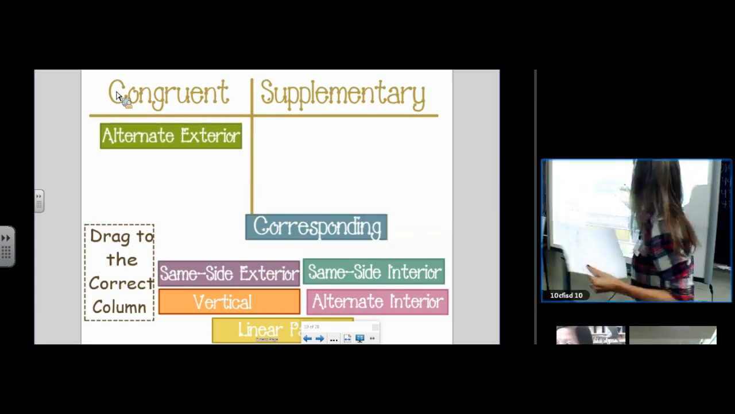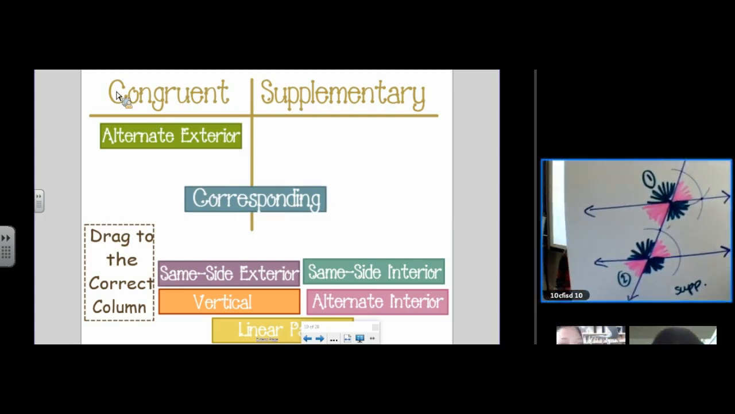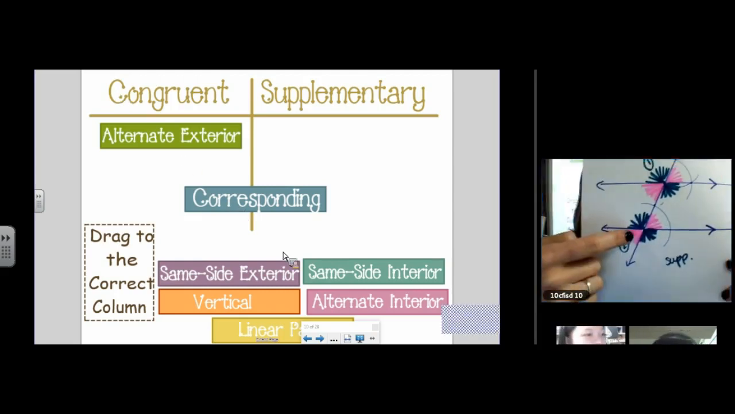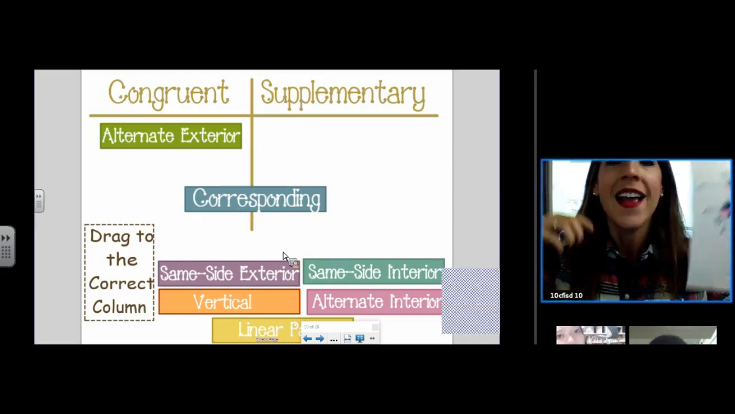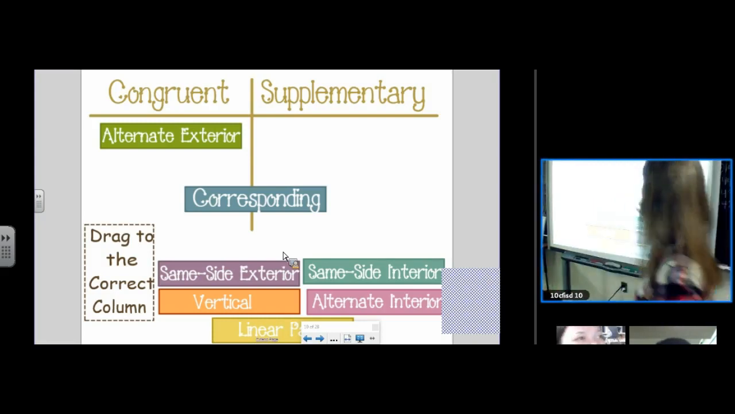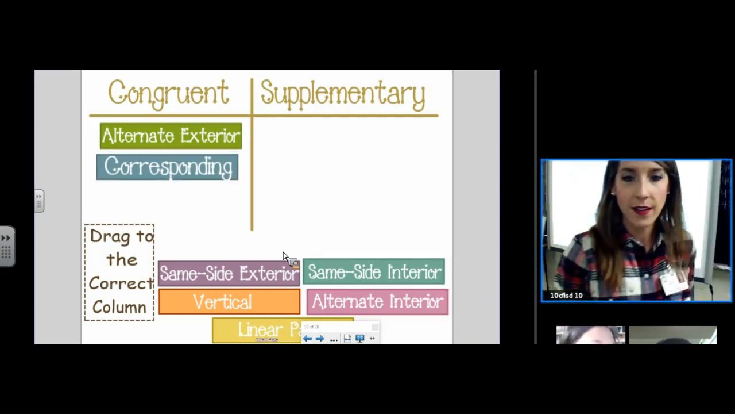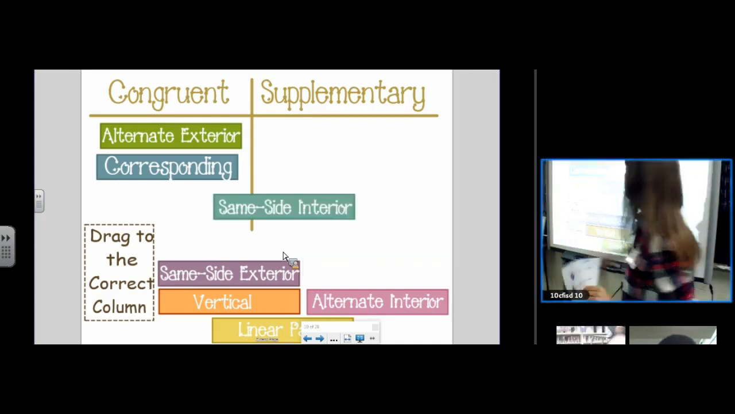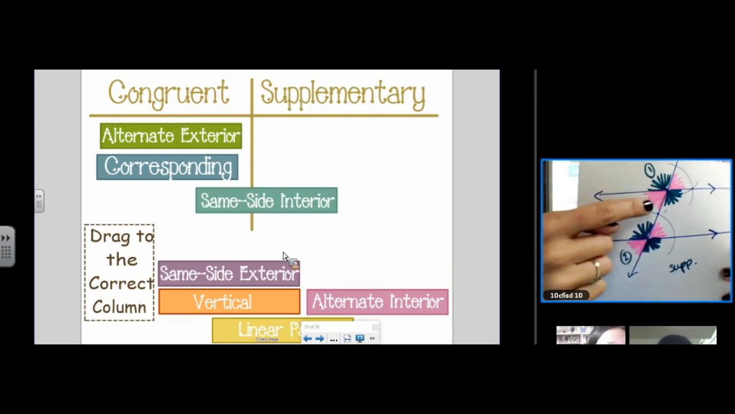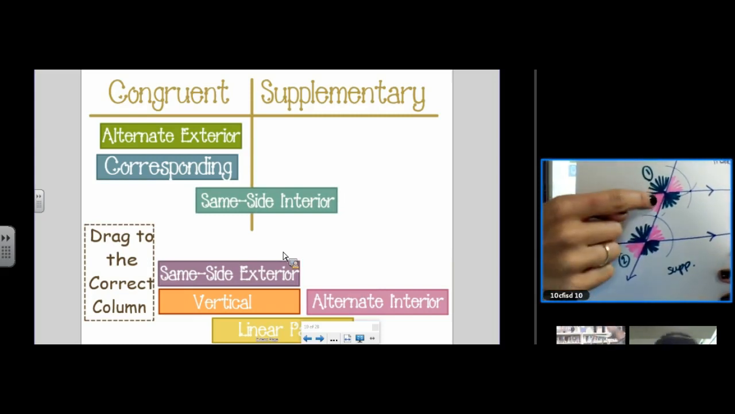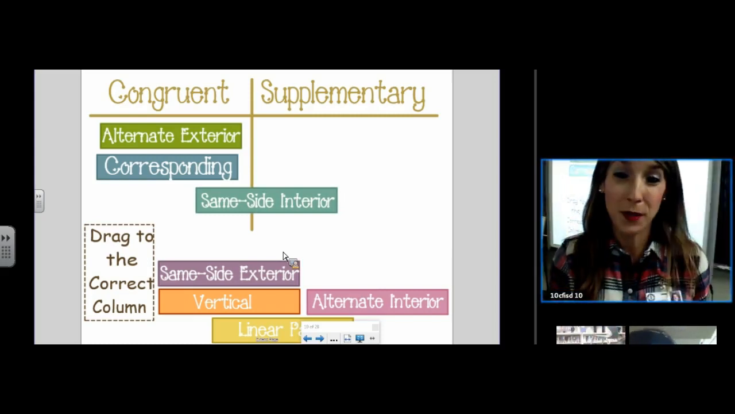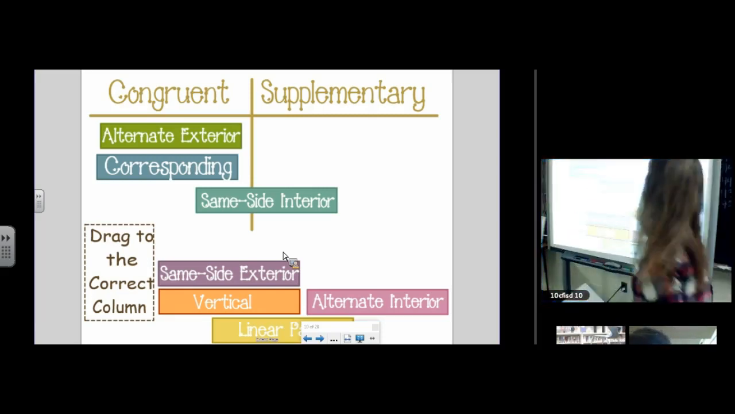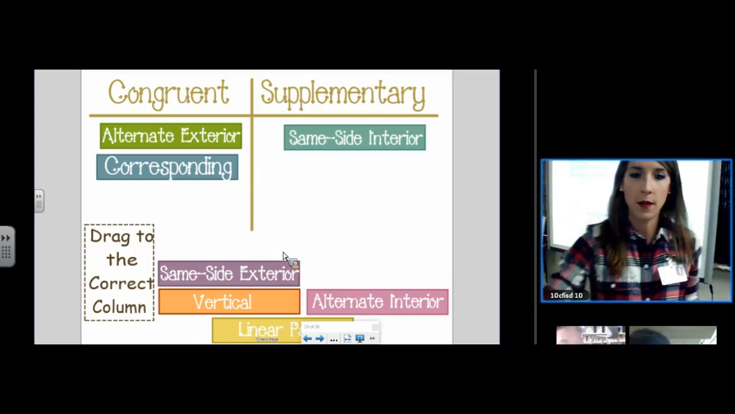Okay, let's try this one. Find some corresponding angles. So maybe this pink and this pink. Oh, they're the same color. If 2 lines are parallel, then corresponding angles are congruent. Okay, next one. Let's find some same side interior. Okay, the pink and the teal. The pink and the teal. Oh, those are different colors. So I don't put it in the congruent column. I put it in the supplementary column.